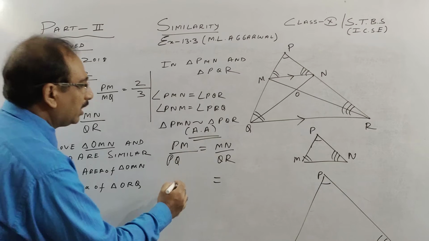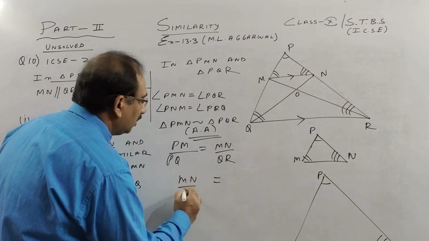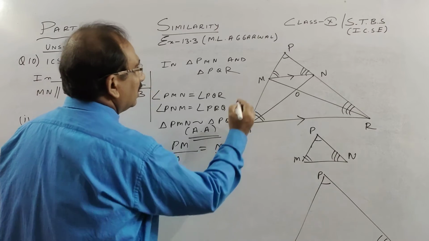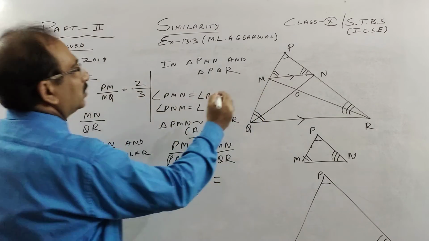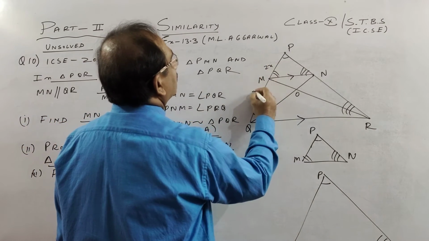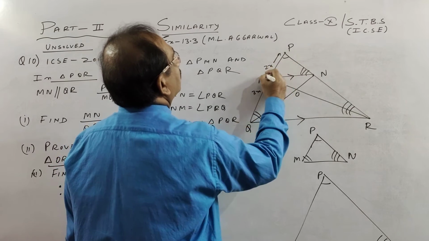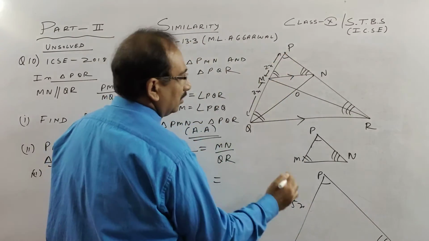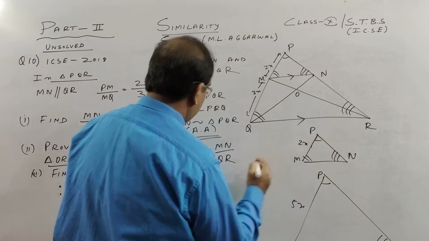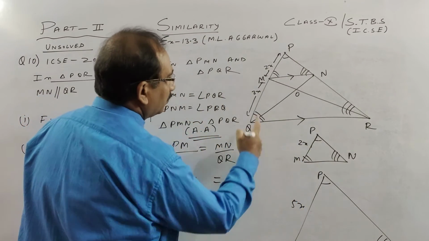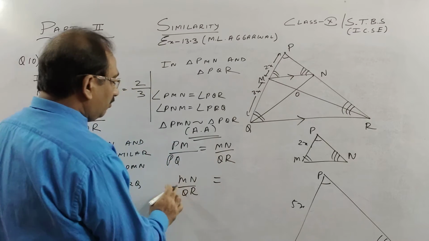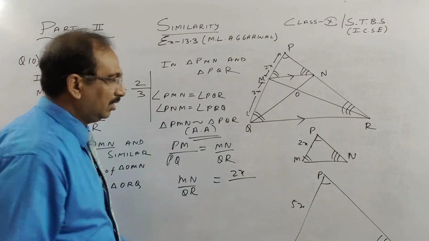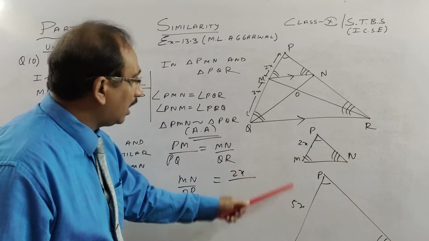Now, MN by QR we have to find. So what will we do, children, what is PM? If you see, this ratio is given as 2:3. So if this is 2x, this is 3x. If this is 2x, this is 3x, that means this becomes 5x, the full thing. And this is your 2x. So MN, if it is 2x, so see here, MN by QR, PM. PM is 2x.